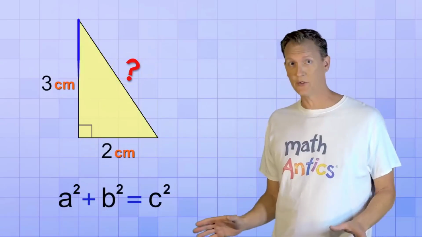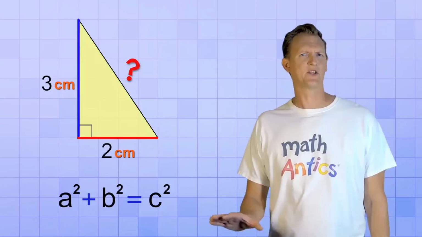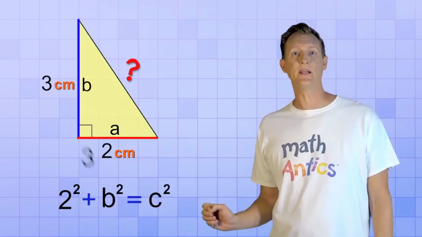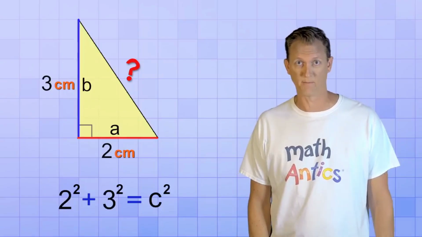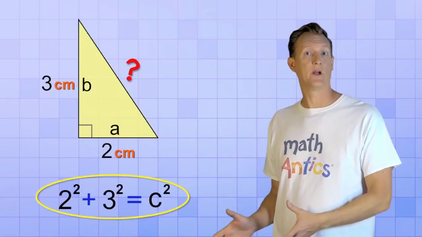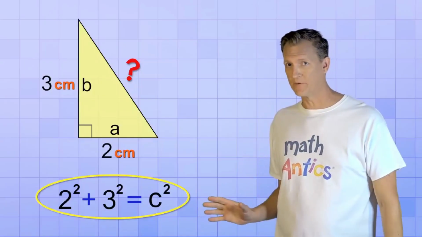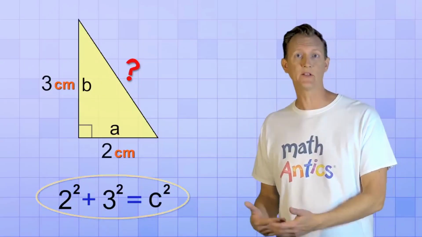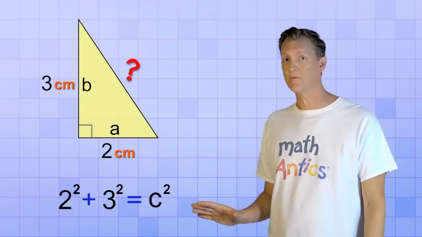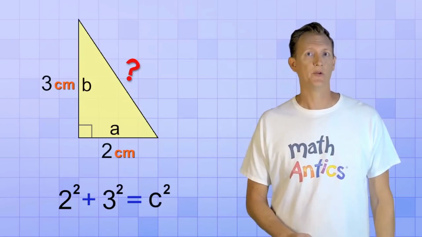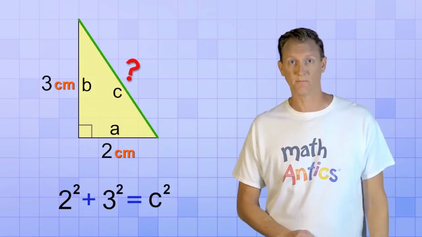Again, it doesn't matter which of the two legs is called a or b, so let's just label them like this and then substitute 2 for a and 3 for b in the Pythagorean theorem equation. That gives us an algebraic equation that has just one unknown, c. If we solve this equation for c, in other words, if we rearrange the equation so that c is all by itself on one side of the equal sign, then we'll know exactly what c is. We'll know the length of that side of the triangle.